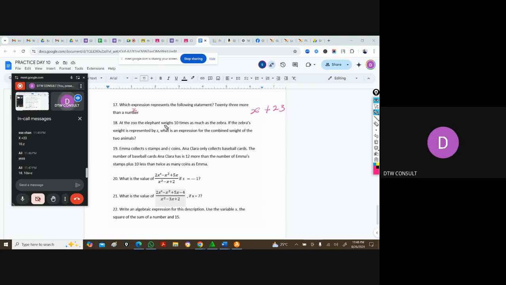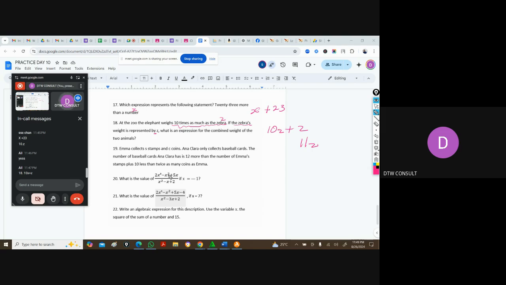It says, at the zoo, the elephant weighs 10 times as much as the zebra. If the zebra's weight is represented by Z, what is an expression for the combined weight of the two animals? Combined weight, that's the total weight. So if the elephant is 10 times Z, that would be 10Z. Then the zebra is just Z. Are you with me? So combining these two will be 11Z.